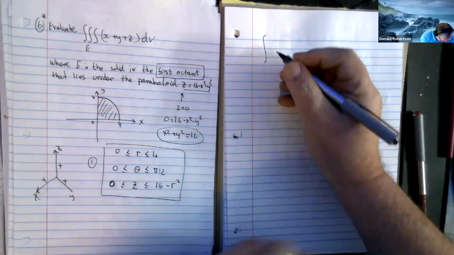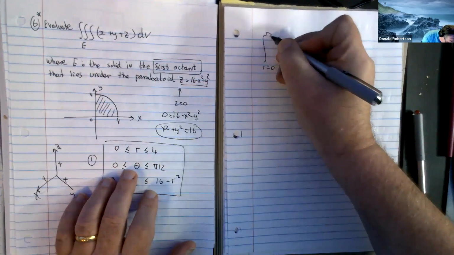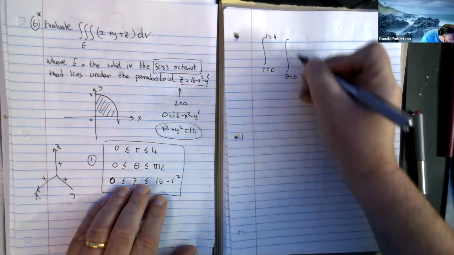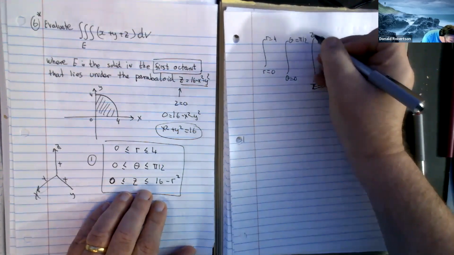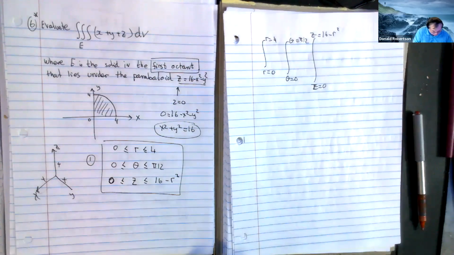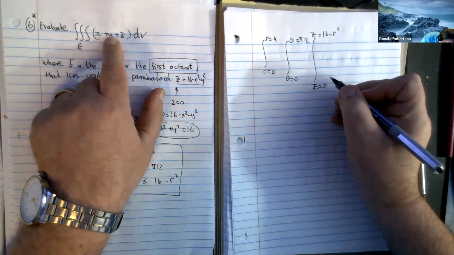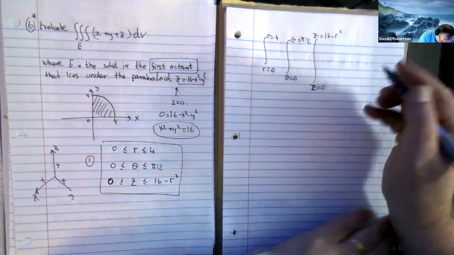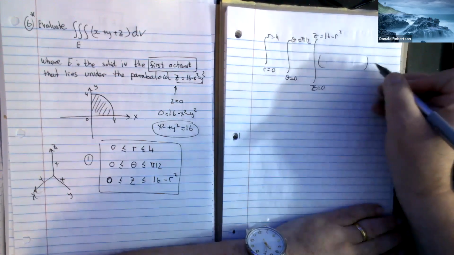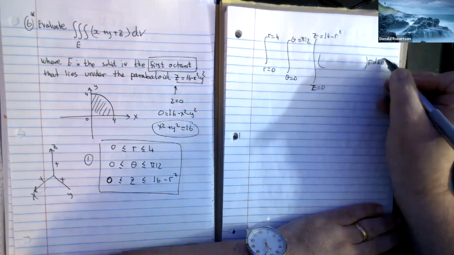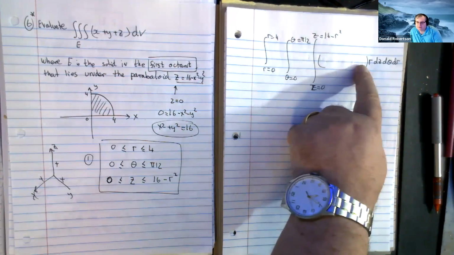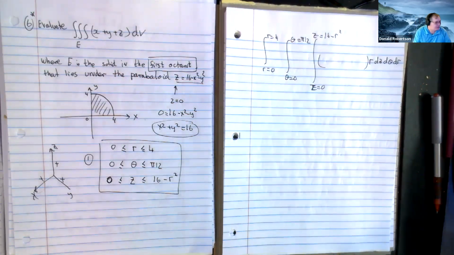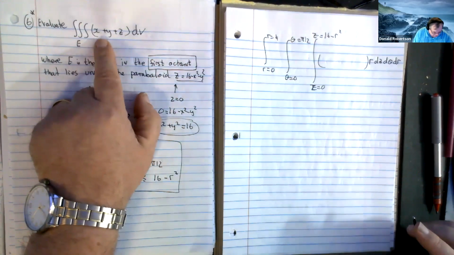Step 2 now, set up the integration. Well, it's going to be r equals 0 to r equals 4, theta equals 0 to pi upon 2, z equals 0 to z equals 16 take away r squared, of x plus y plus z, and to finish with, r dz d theta dr. Now it's okay for that particular term to have z's in it. It's just not okay for an x and a y.